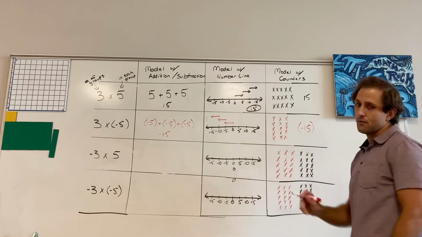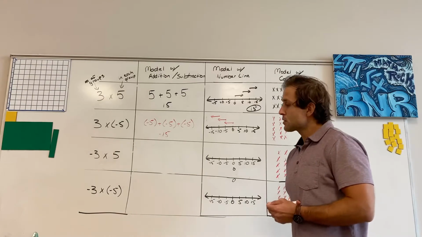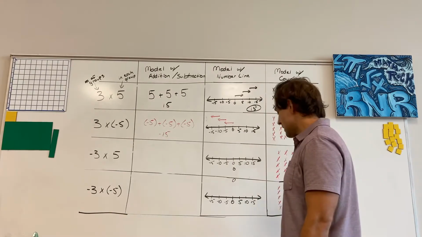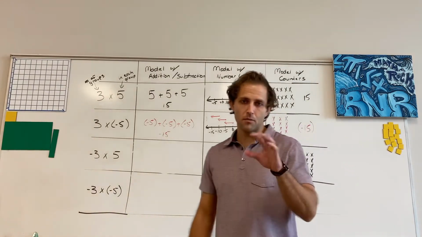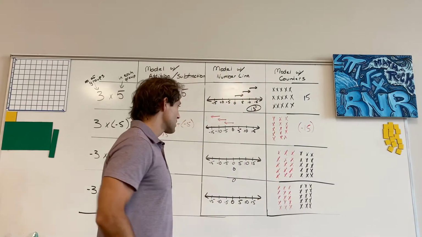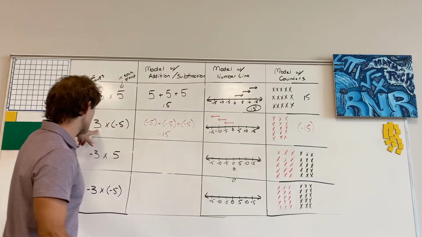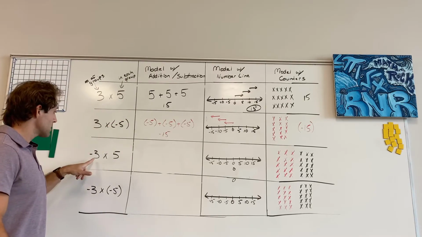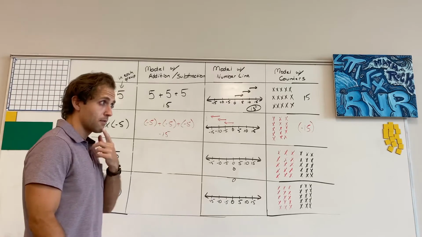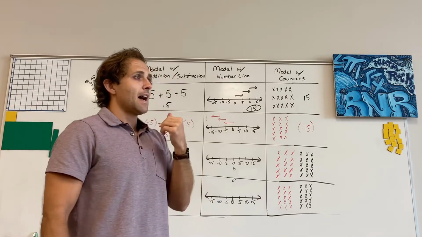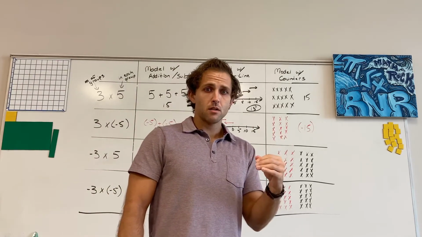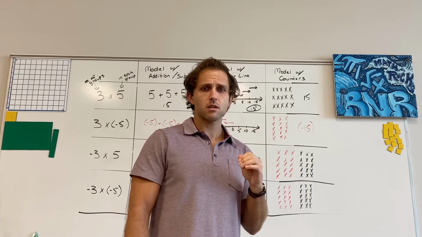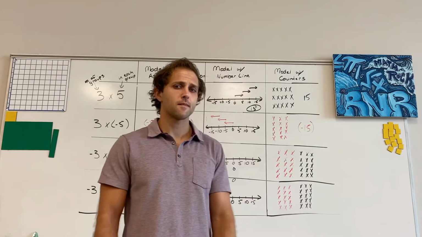we have negative 15. Okay, so now here's where we need to start to think a little differently. This is the big jump in this entire process. So if multiplication is 3 groups and then there's some amount in each group, what if I was to do negative 3 times 5? I have negative 3 groups of 5. So I want you to pause the video right now. I want you to make a prediction. What do you think we're going to come up with as our product?